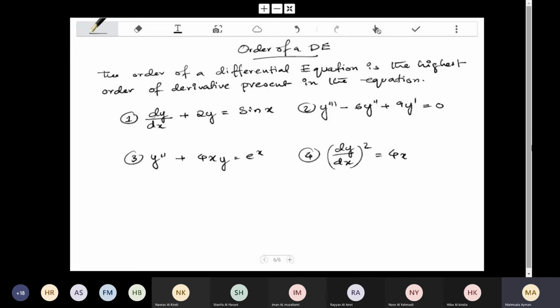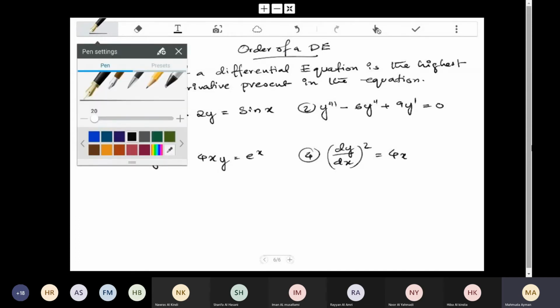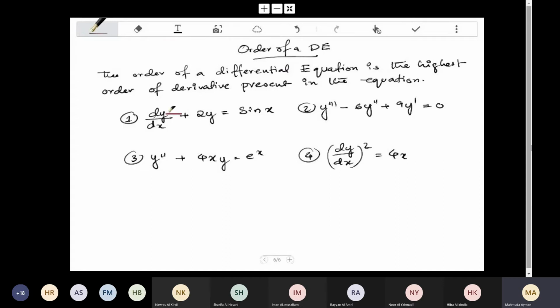So for the very first differential equation, what is the order? The order, as I just told you before some time, for the first equation, the derivative is this one here, dy by dx, and this is of first order because the degree is 1, you can say.